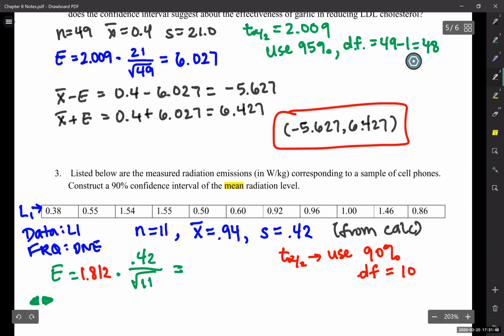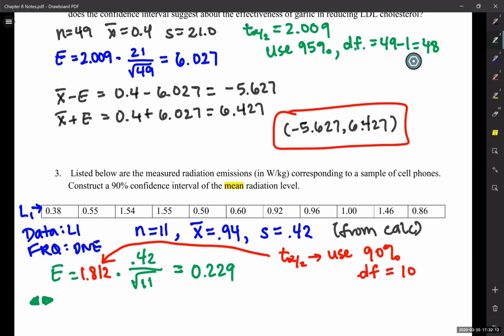1.812 is our t of alpha over 2. Just draw that in right there. And so throwing that into your calculator, hitting that wiggle button, if needed, we are going to get 0.229 for our E.